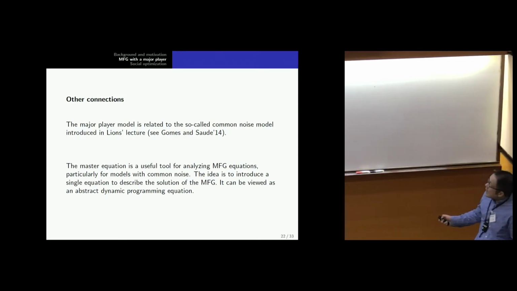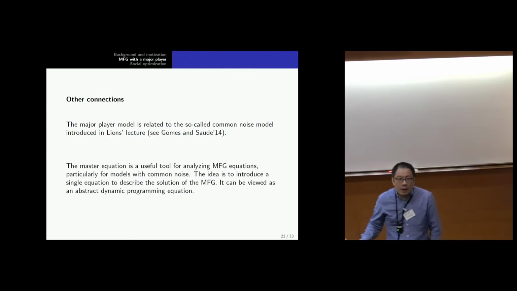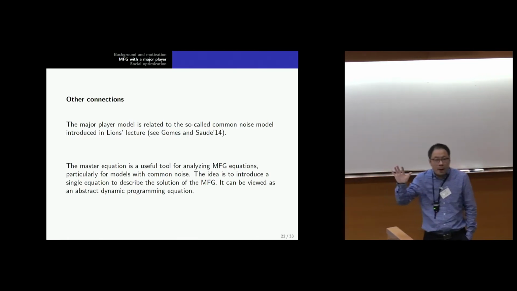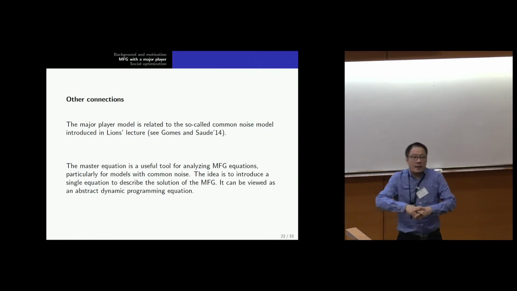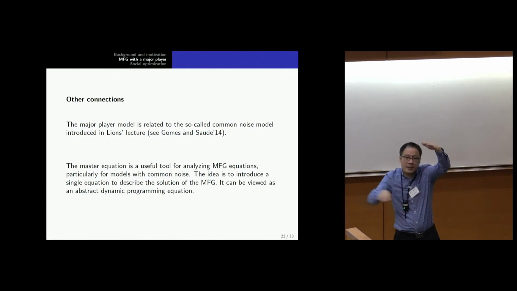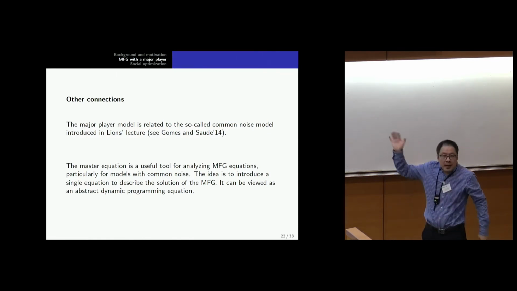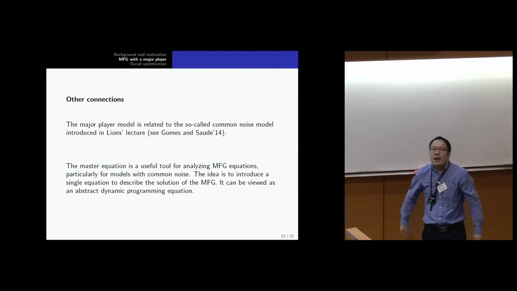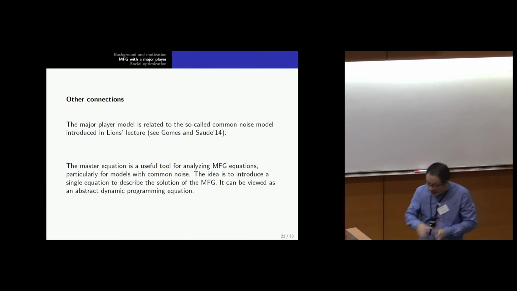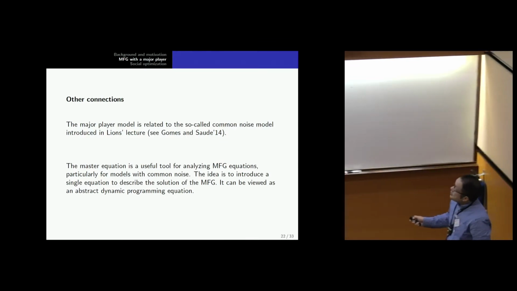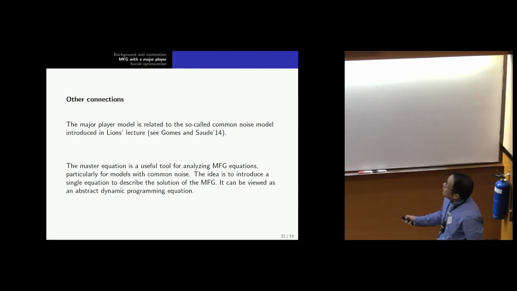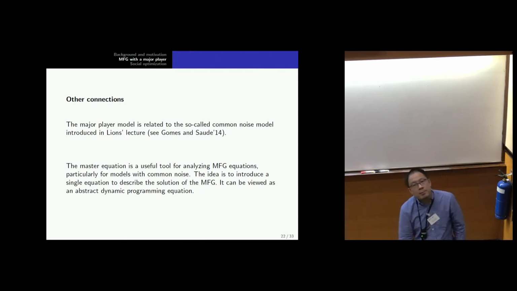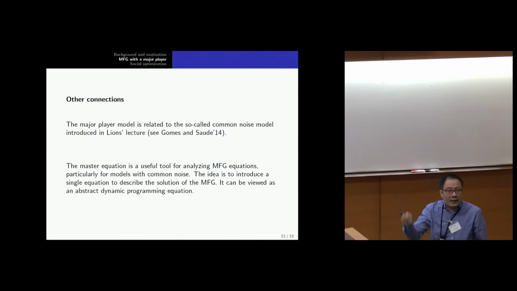Another thing is the master equation for mean field games. So far, for the solution of this kind of problems, we essentially come up with two equations: the optimal control equation and then the mean field dynamics. For major player cases, you have a little bit of variant. Actually, there is another way to approach mean field games, that is to consider the so-called master equation introduced by Lions. The idea is to just use a single equation to describe the solution. It can be viewed as some kind of abstract dynamic programming equation.